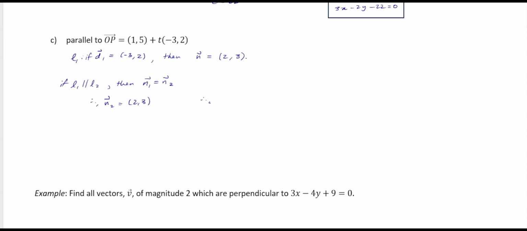And so, 2x + 3y + c = 0. I'm going to substitute the given point (4, -5). So 2(4) + 3(-5) + c = 0, so c is equal to 7. Therefore, ensuring that my coefficient of x is positive, 2x + 3y + 7 = 0, and I'll put a box around that.